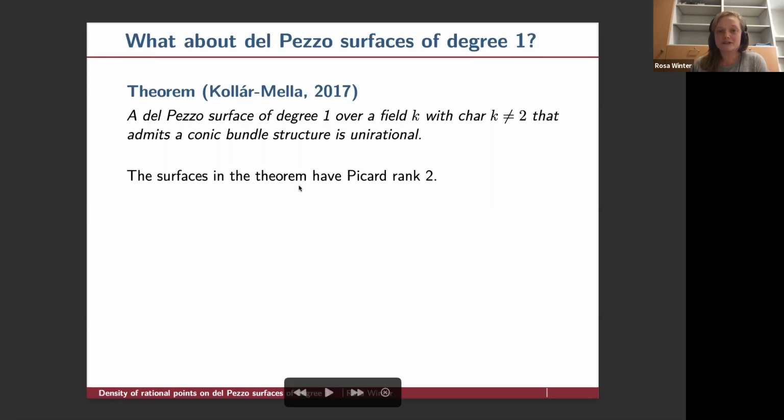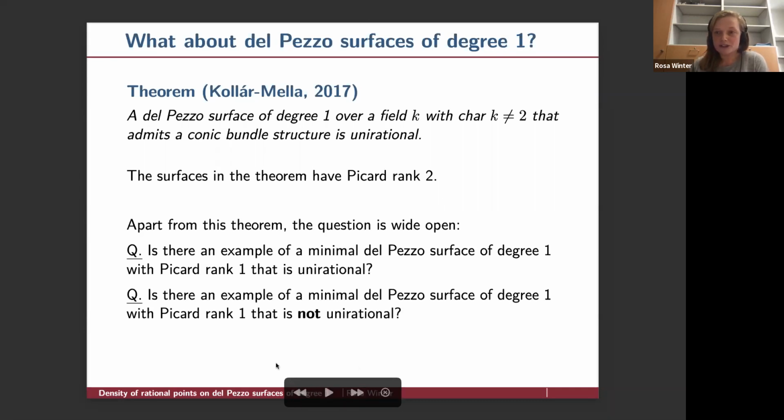But this is a very recent result, and apart from this theorem, the question is wide open. So we don't have any example of a minimal Del Pezzo surface of degree 1 with Picard rank 1 for which we know it's unirational, or an example of a Del Pezzo surface of degree 1 with Picard rank 1 for which we can show that it's not unirational. So this is really a wide open question.